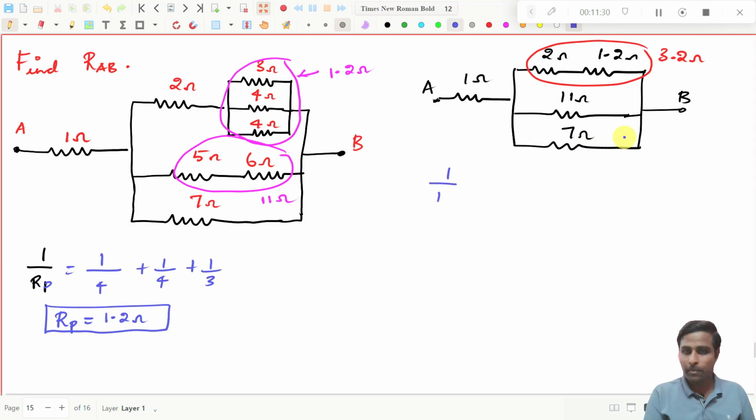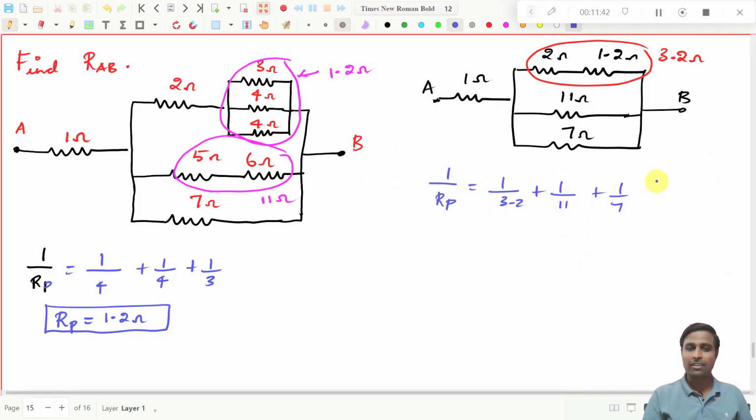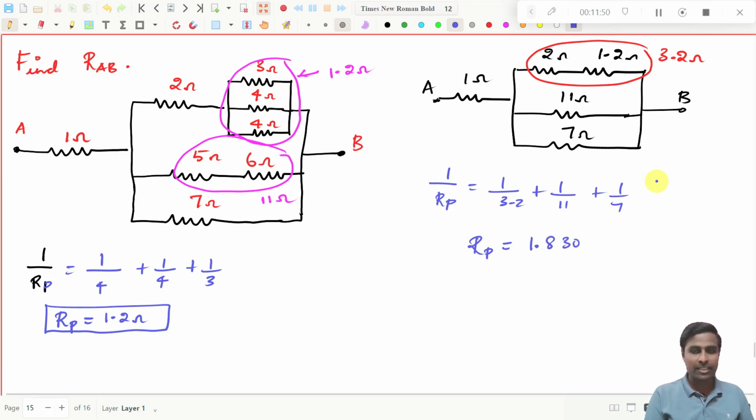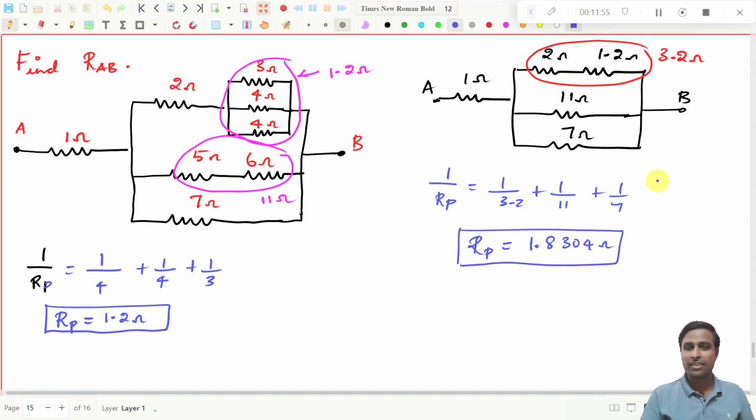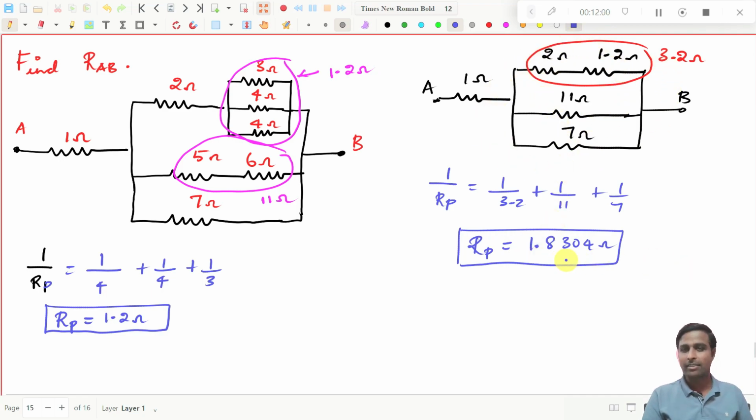So, 1 by RP is equal to 1 by 3.2 plus 1 by 11 plus 1 by 7. Fine? All 3, I have written like this. So, what is this RP? This RP, I am getting it as 1.8304 ohms. Actually, these three were solved as a single resistor. That is nothing but 1.8304 ohms.